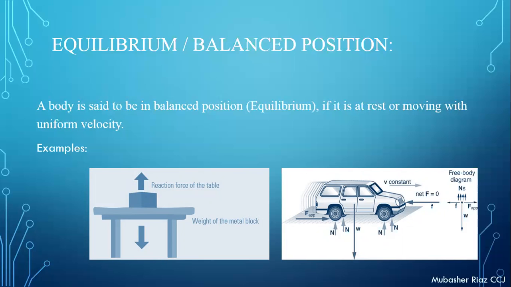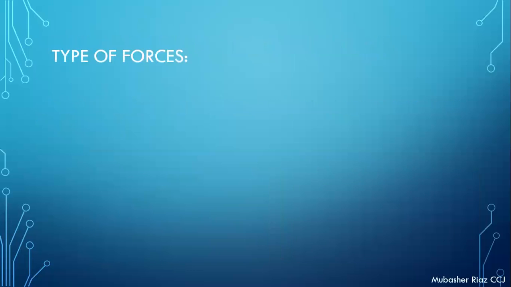If these forces are balanced, if they cancel out each other's effect, then the car tends to move with uniform velocity. So this is also an example of equilibrium or balanced position, when the object is moving with uniform velocity. So these are two examples. The first one is when the object is at rest, and the other is when the car is moving with uniform velocity. So what are balanced forces?